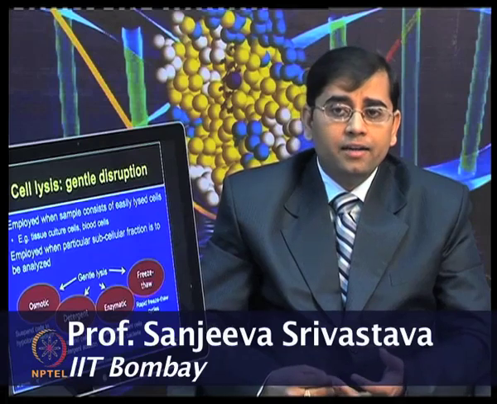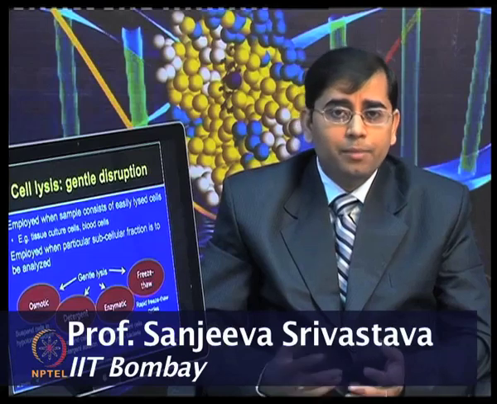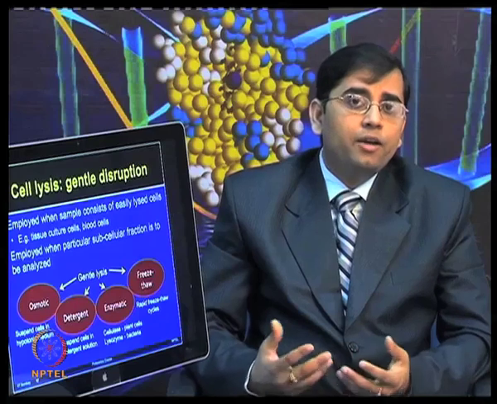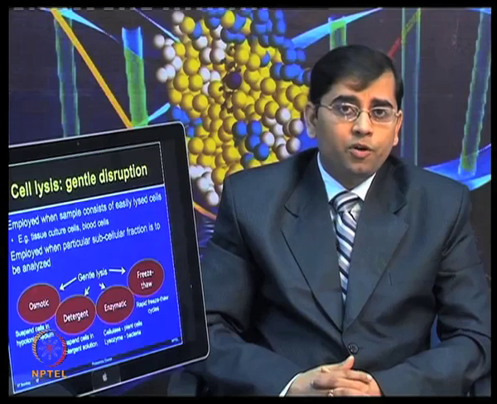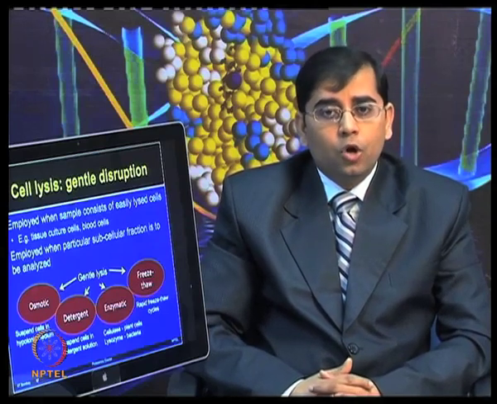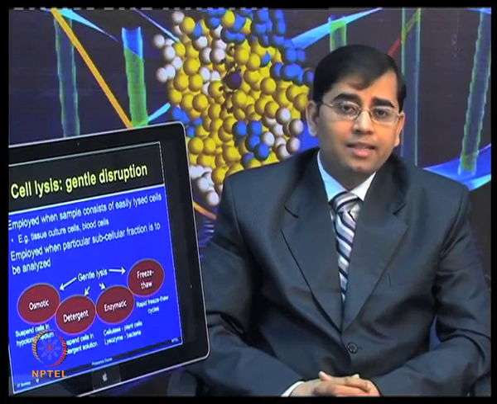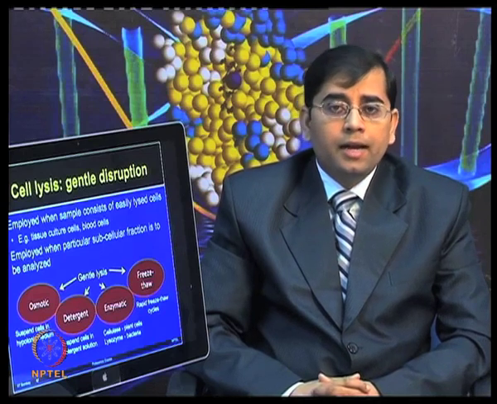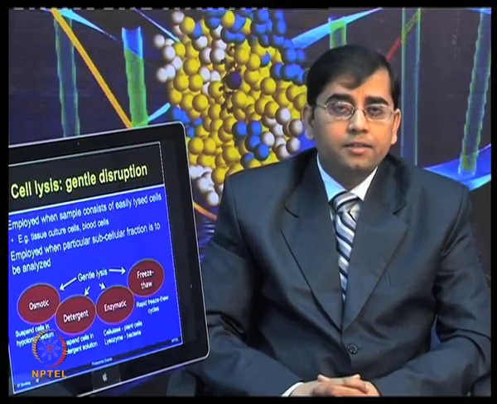If you are looking at those cell types which can be easily lysed, such as blood cells or culture cells, then you can involve the gentle disruption methods. There are different types of lysis methods available, such as osmotic lysis, in which one can suspend the cell in hypotonic medium. Detergent lysis, you need to suspend the cells in detergent solution.